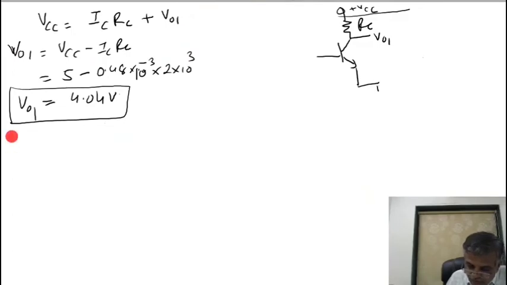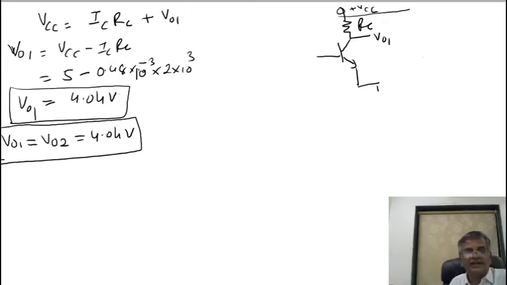So VO1 and VO2 are equal. So the questions: IBQ I calculate, ICQ I calculate, VO1 I calculate, VO2 is the same. Now this is important.